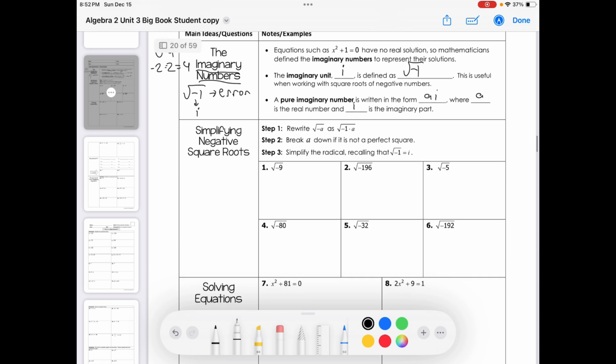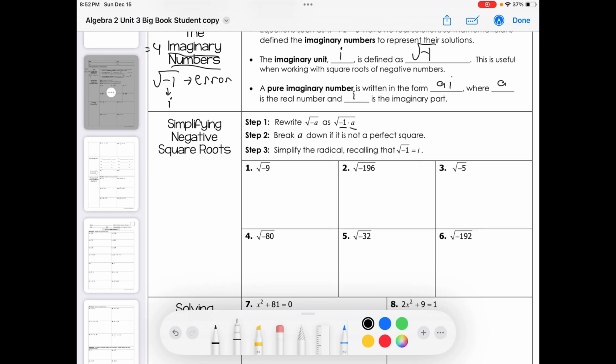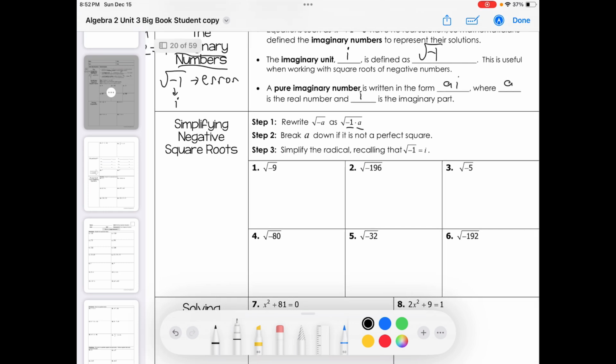So when given a number, in order to turn it into something that we do know how to work with, we're going to rewrite the square root of our negative number as the square root of negative 1 times a. So essentially just turning our number into a positive, but keeping this negative 1 as part of our square root. For step 2, this is really where most of our work is going to come, and it says to break down a if a is not a perfect square.